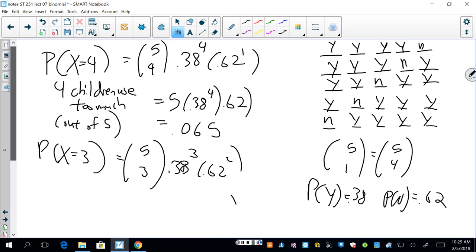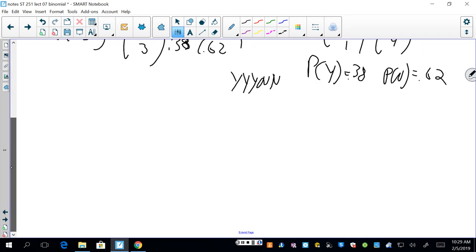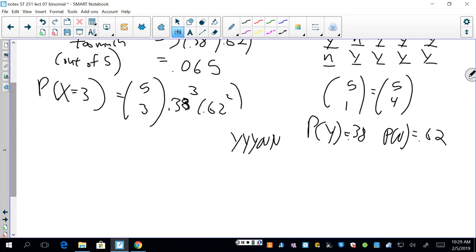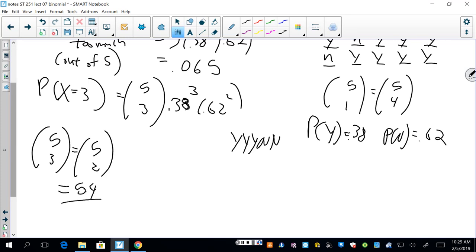So one typical sequence could be yes, yes, yes, no, no. 3 children use too much, but 2 don't. Right, so we end up with this. That's an 8 in there. 5 choose 3. What's 5 choose 3? It's the same as 5 choose 2. You can calculate it as 5 times 4 over 2 times 1. And so there's 10. There's 10 ways to put 2 nos on there and 3 yeses. If you calculate out the whole probability for 3, it's 0.212.